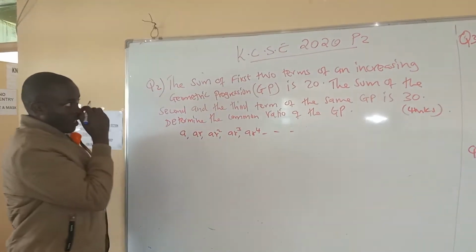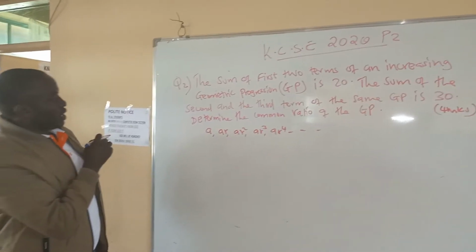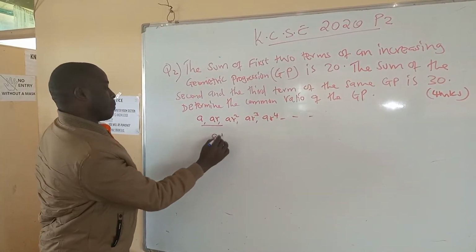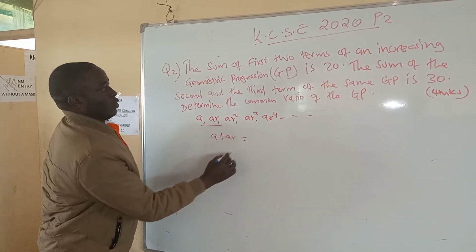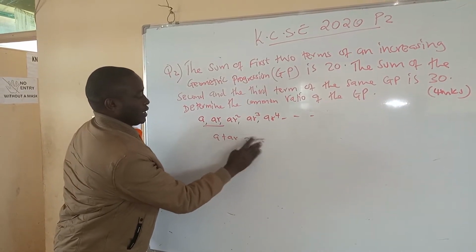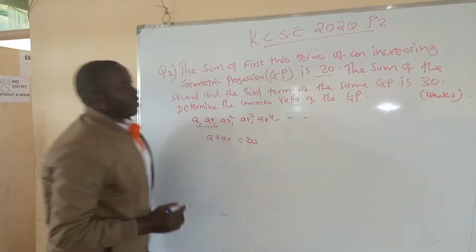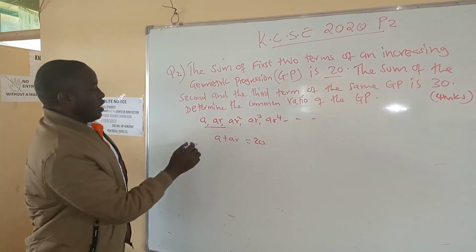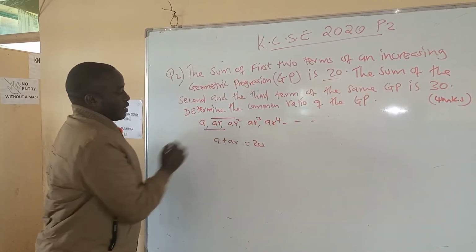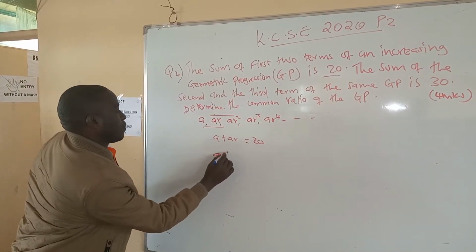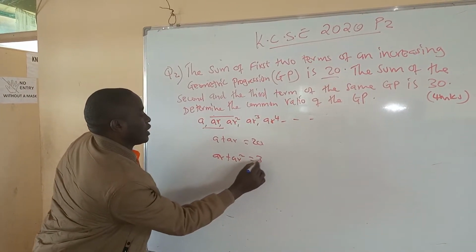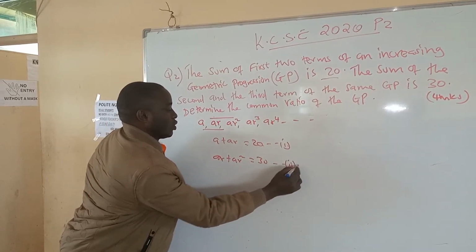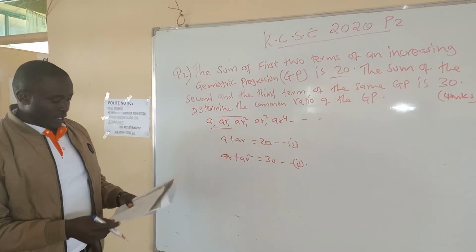So we are told that the sum of the first two terms of an increasing geometric progression, that is A plus AR, equals 20. Then the sum of the second and the third term, that is AR plus AR squared, will be equal to 30. So these are two equations.